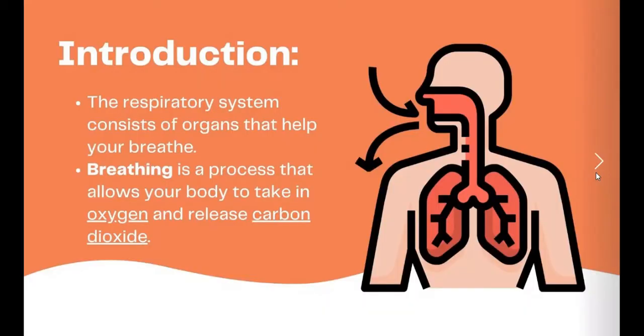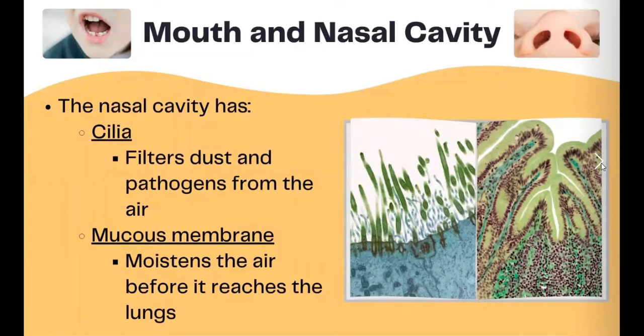The respiratory system consists of organs that help you breathe. Breathing is a process that allows your body to take in oxygen and release carbon dioxide. Let's go directly to the parts and functions of the respiratory system, starting first with the mouth and nasal cavity. Air enters the body through the nose or the mouth.